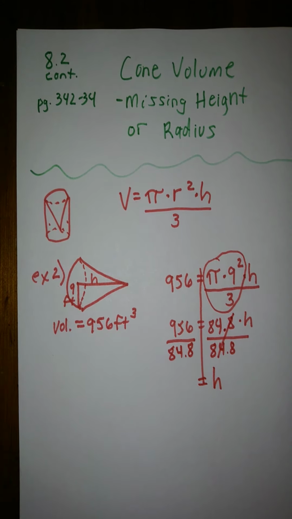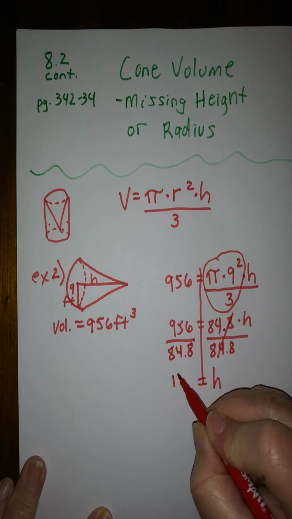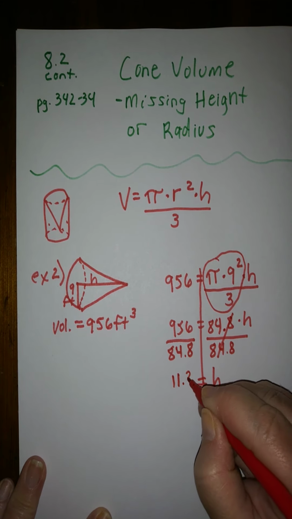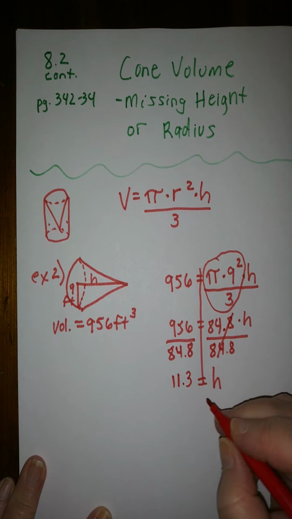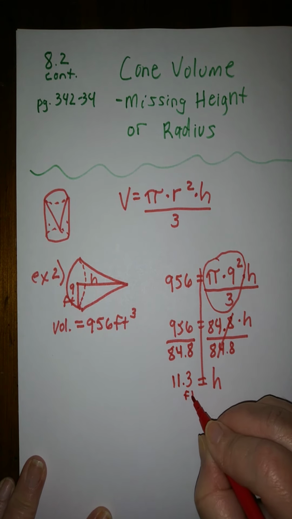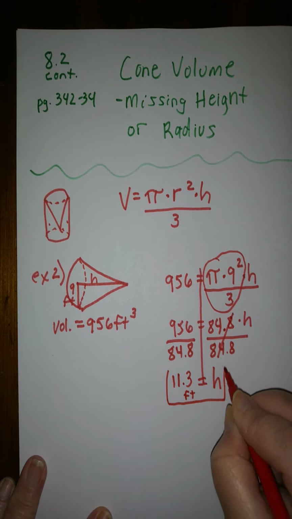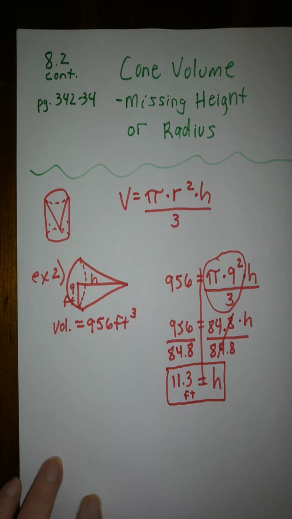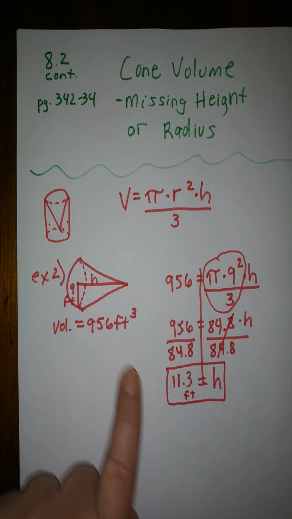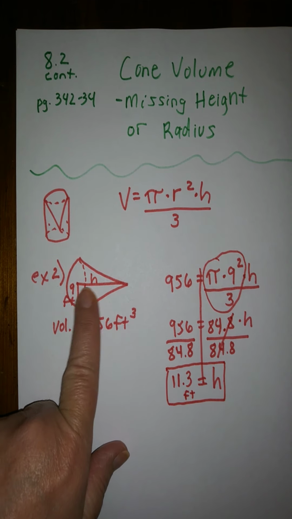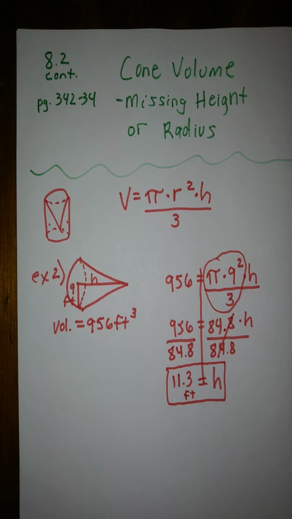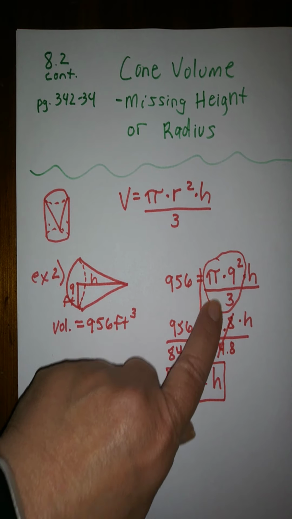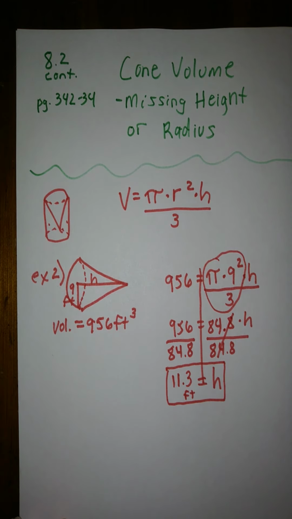So now you do this division. 956 divided by 84.8, and you get 11.27. So I'm going to round it to 11.3. And the units will be feet. Now the units are only feet, not feet cubed, because remember, feet cubed is for volume. So when we're doing just the height, it's just measuring the length of something, so the units are just plain. Okay? So we're using that same formula, simplify what you can, and then solve the one-step equation.